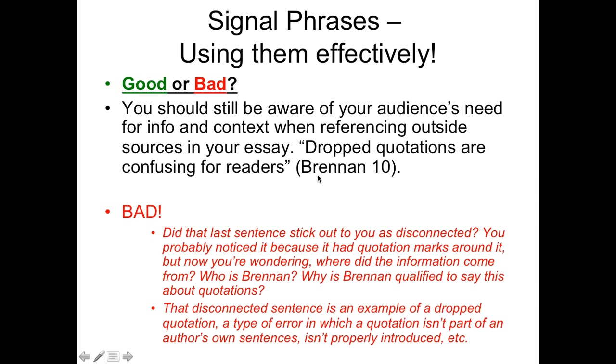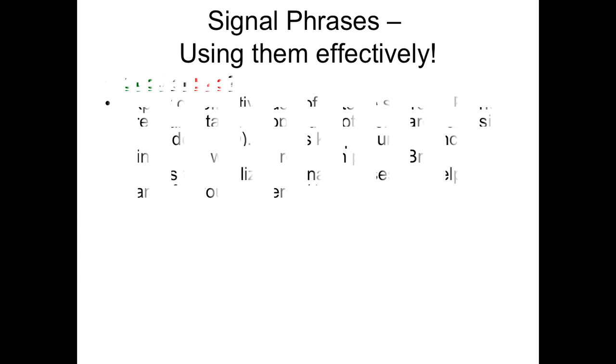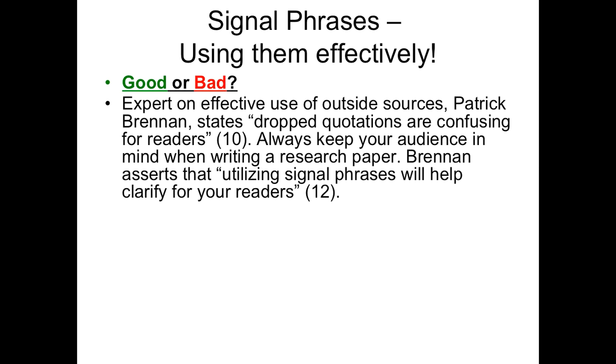They haven't even brought up who the author is. We have no clue. We don't know if he's qualified. You always want to go through and identify with a signal phrase how to connect this piece of outside source to your own writing. Here's another example for you.